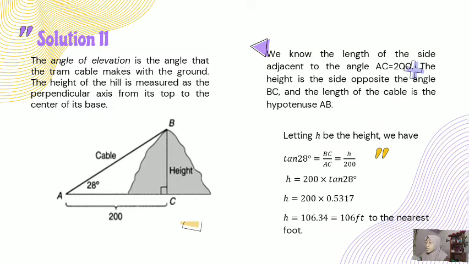So h equals 200 times tan 28 degrees, and h equals 200 times 0.5317. H equals 106.34, which equals 106 feet to the nearest foot.